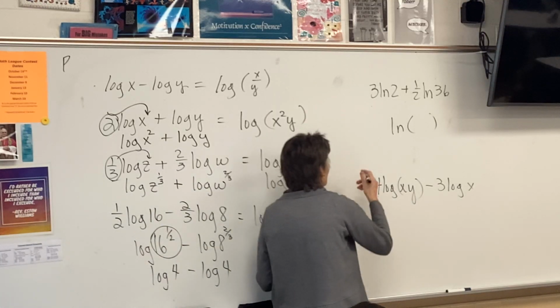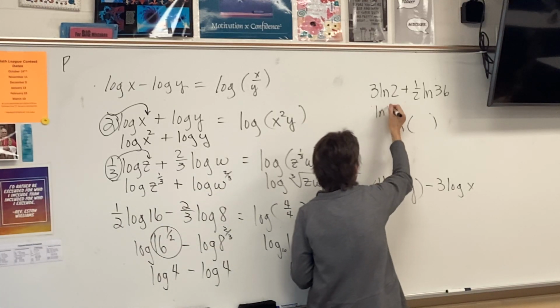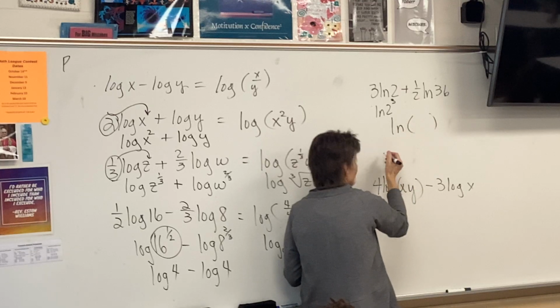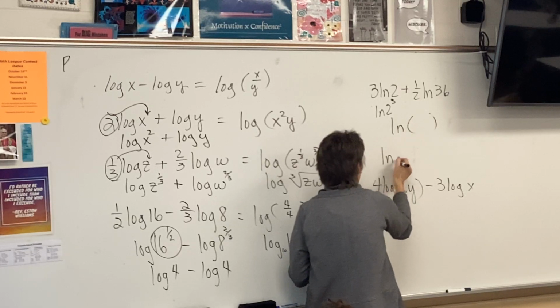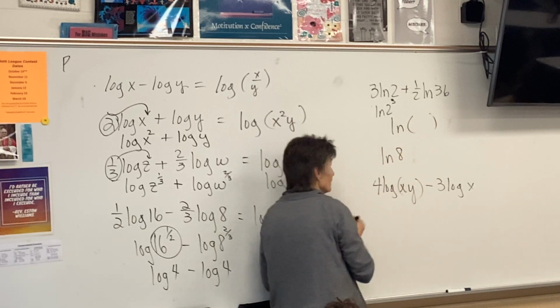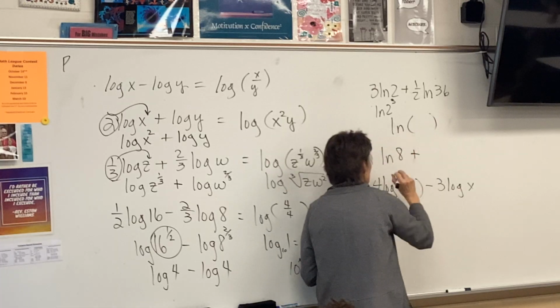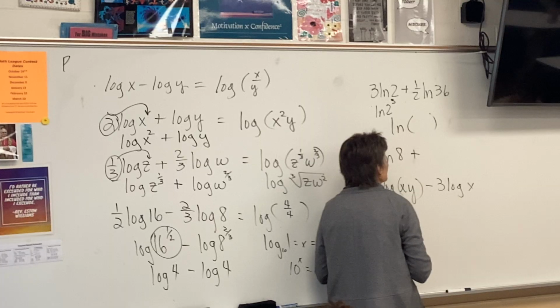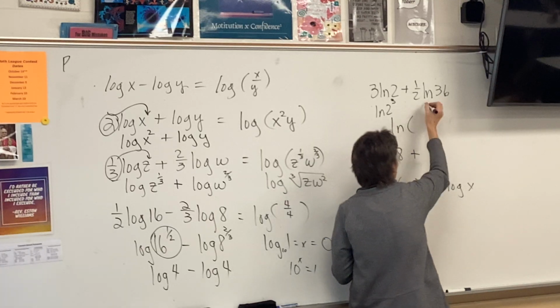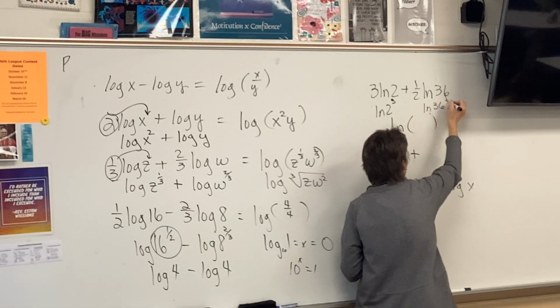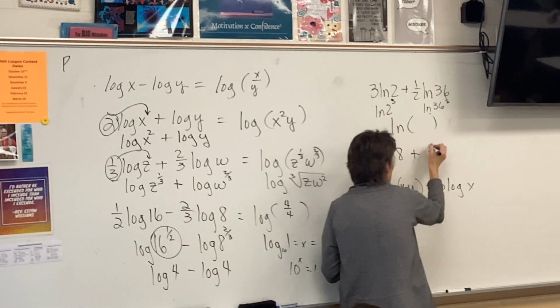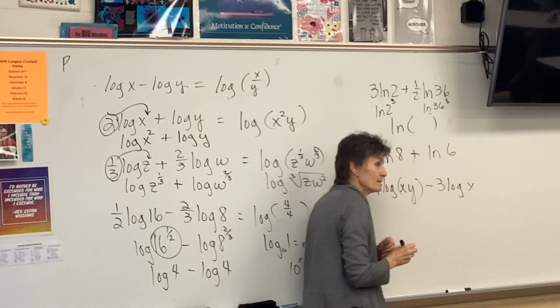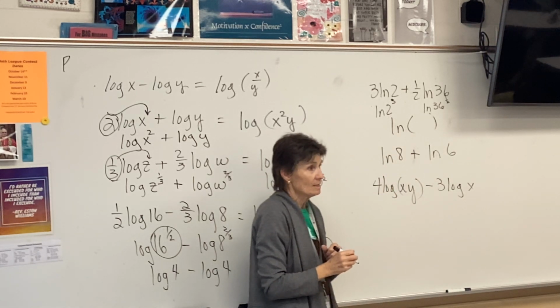Well, so this is ln 2 to the 3rd, right? What's 2 to the 3rd? 8. So we'll say ln 8. That's ln 8. Plus, what's this? 6. Isn't this ln 36 to the 1/2? Yeah, which is ln 6, because 36 to the 1/2 is the square root.